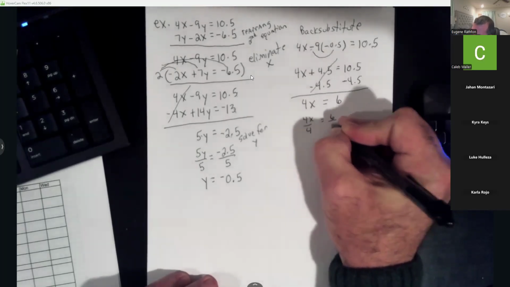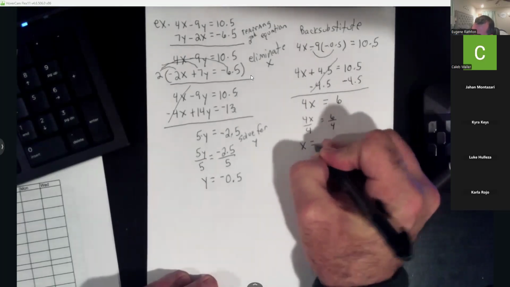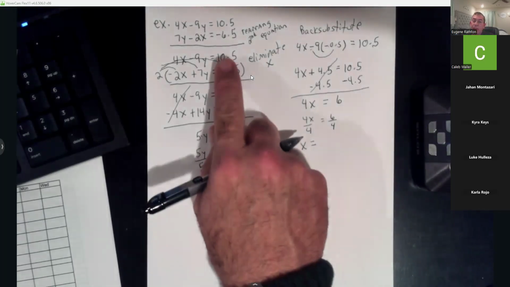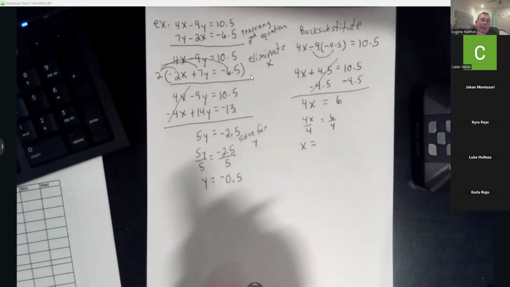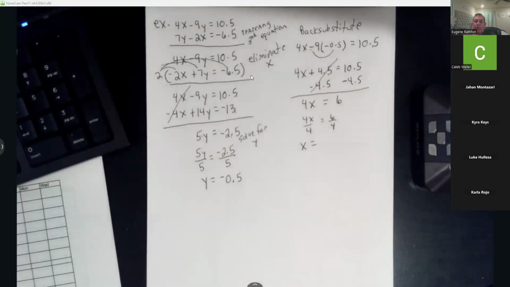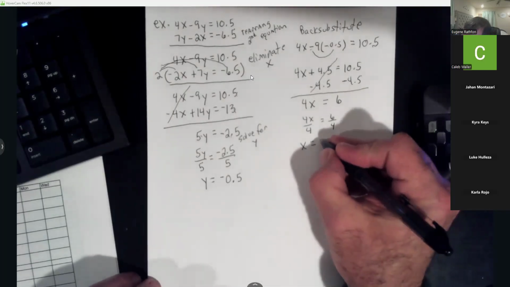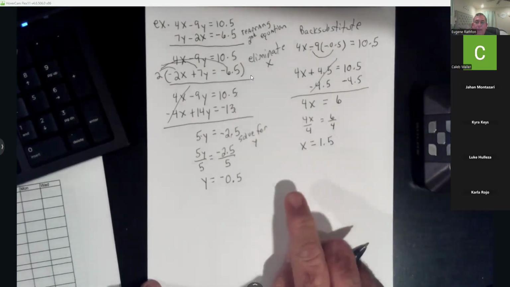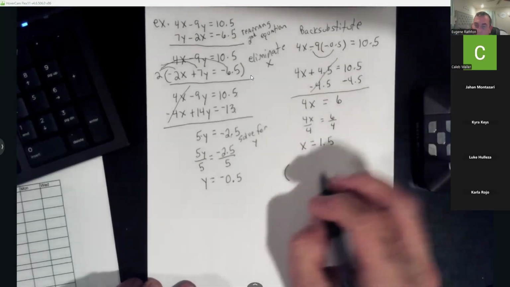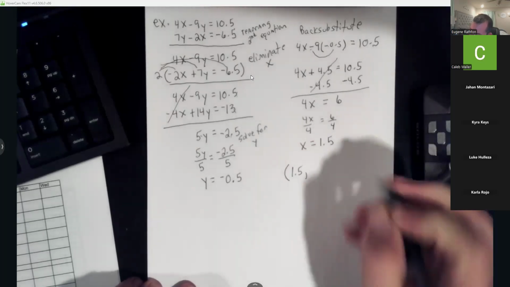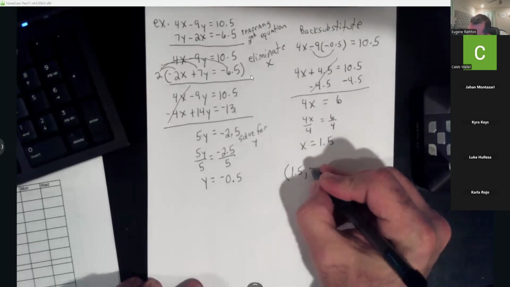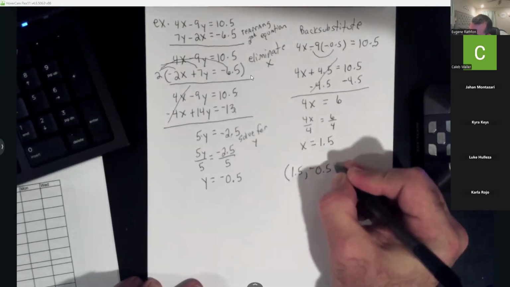Now, since MathLab is using decimals, we need to turn this 6 divided by 4 into a decimal. So y'all, if you turn 6 over 4 into a decimal, what are we getting? So 1.5, good job. All righty, y'all. So, parentheses, x is first, 1.5. Then my y, -0.5.